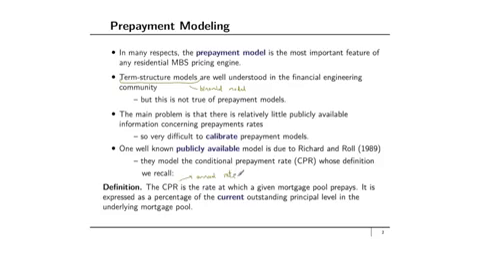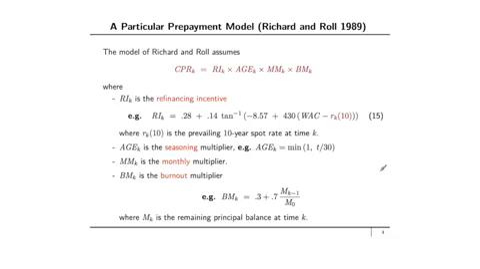So let's take a brief look at this model due to Richard and Roll. I want to emphasize that the vast majority of the prepayment models that are out there are private. They are not published. Nobody knows what they are. They're just used by banks and other investment companies who invest in mortgage-backed securities, and they don't share their models with other people. So it is very difficult to find good prepayment models out there in the public domain. So this is the prepayment model of Richard and Roll.